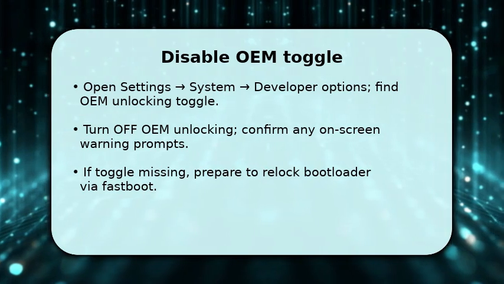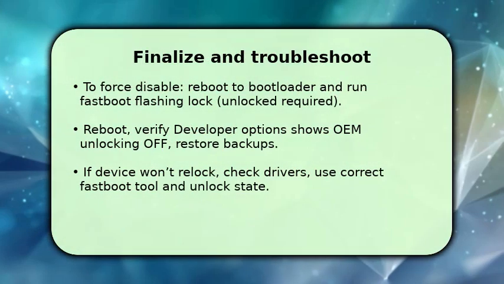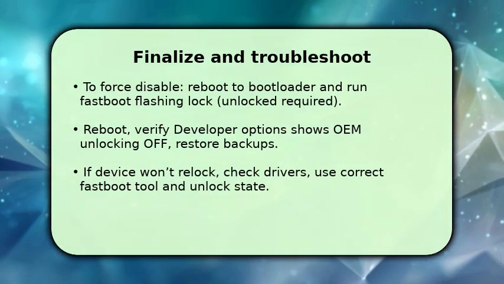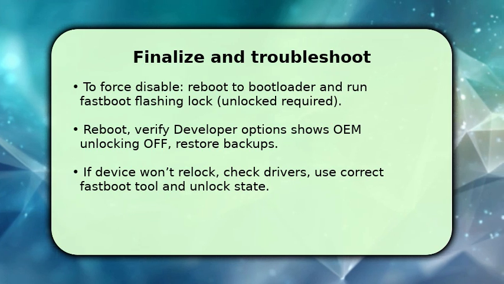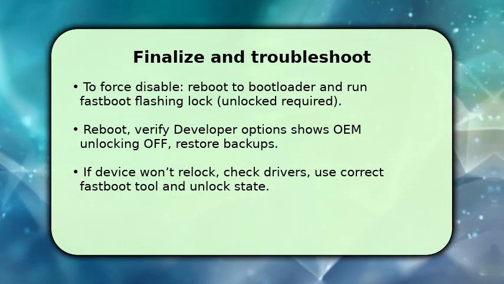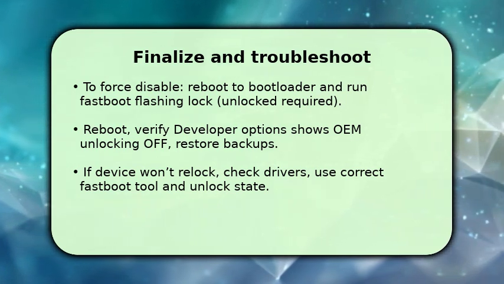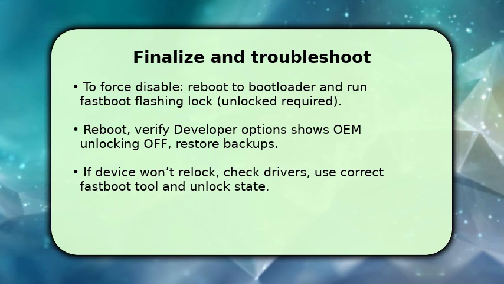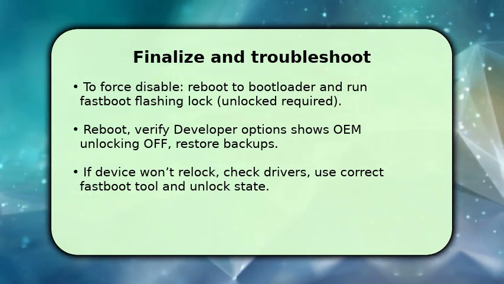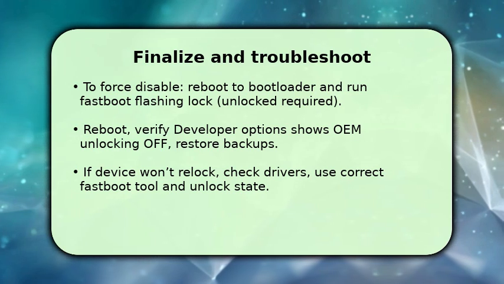To complete, reboot into the bootloader, and if you have an unlocked bootloader, run the command fastboot flashing lock from your PC. This relocks the bootloader and ensures the OEM unlocking option is disabled at system level. Once done, reboot to Android and verify developer options shows OEM unlocking set to off, then restore your backups.